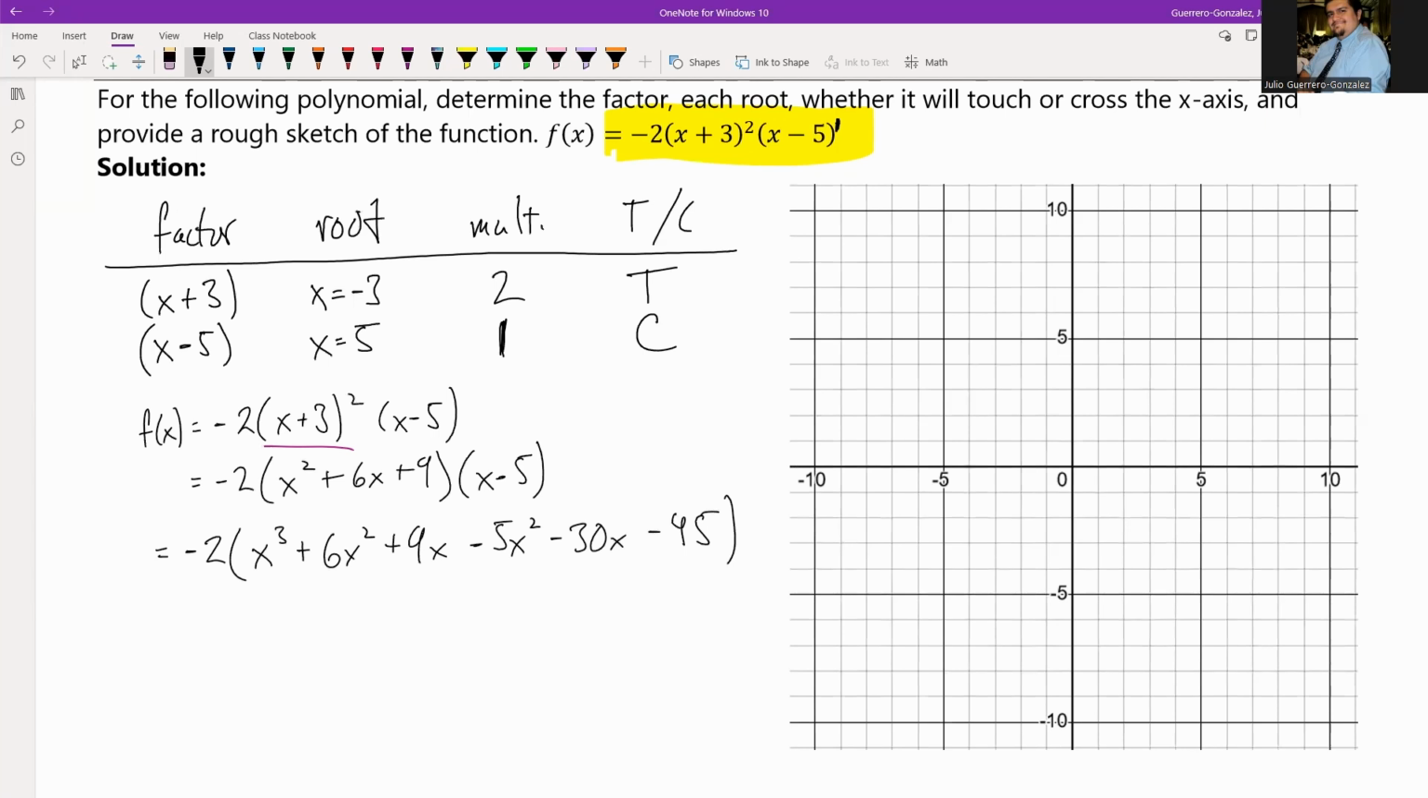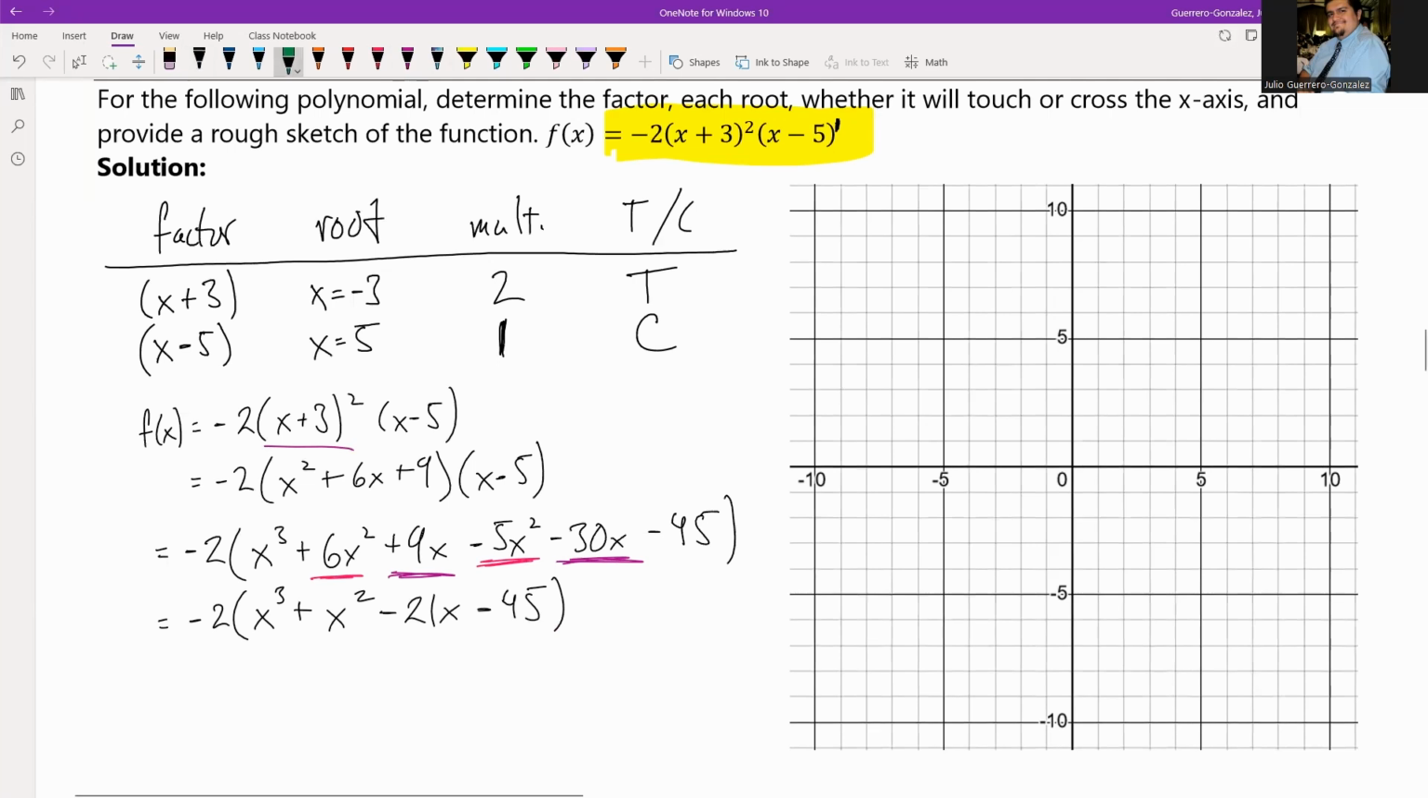Okay, I'm going to simplify. Minus 2, x cubed. There is an x squared here and an x squared here. So if you take a look, it's 6x squared minus 5x squared, so it's going to leave me with plus one single solitary x squared. I've got a plus 9x and a minus 30x. Okay, so that leaves me with minus 21x, and then the minus 45. That just comes along for the ride.